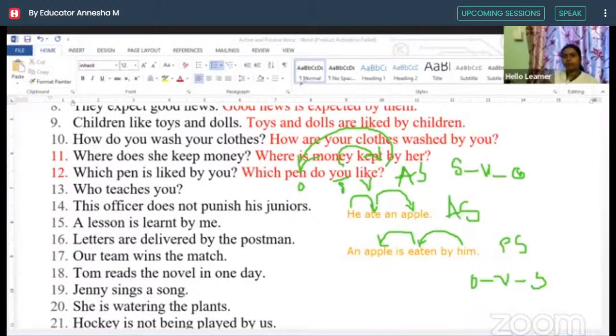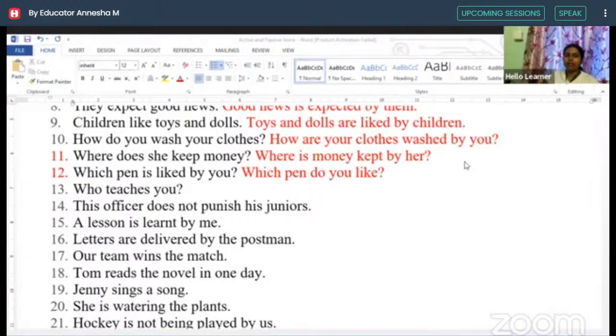Okay. Ma'am, but the meaning is same. The meaning is same, of course. The meaning remains same, but the flow of action changes. All right. And that is how we determine whether it is active or passive. It's not whether they are changing places or not.